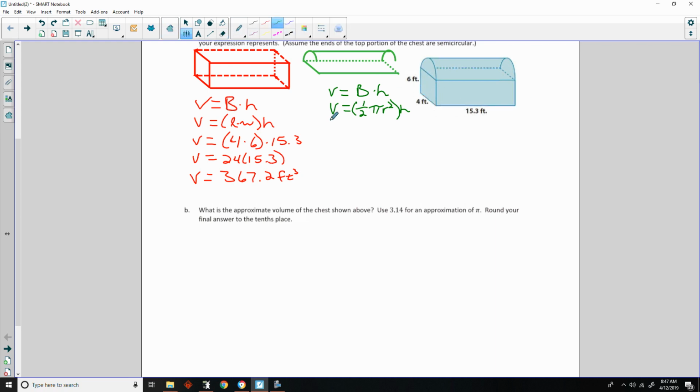Now we're going to go on to this. Volume equals 1/2 pi. The radius of this semicircle, if this is a semicircle, here's its center. Well, if the diameter is 4 feet, the radius is 2 feet, squared, times the height, which is that 15.3 again. So when I simplify this, I get 1/2 times pi times 2 squared, which is 4. Well, 4 times 1/2 is just 2. So it would be 2 pi times 15.3. Since it's a decimal, I'll use parentheses instead of this dot for multiplication. So 15.3 times 2 is 30.6 pi feet cubed.